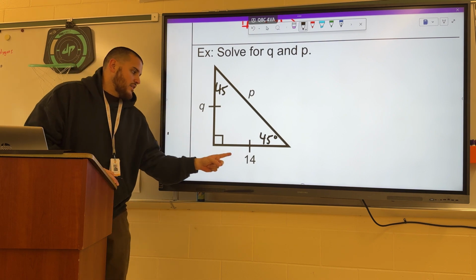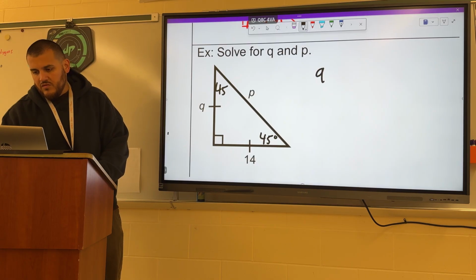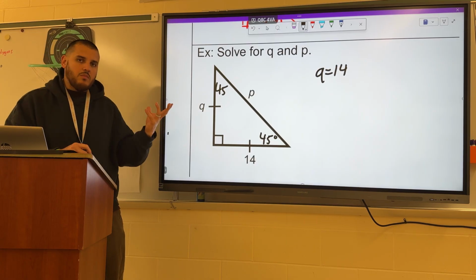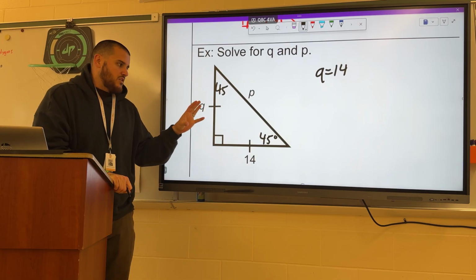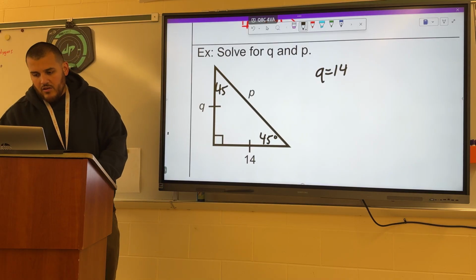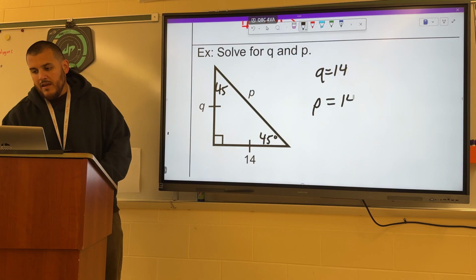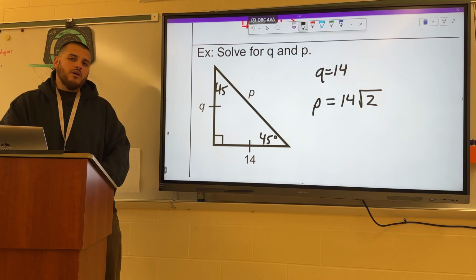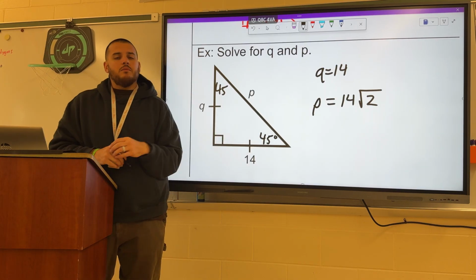Again, the key here is knowing the legs have to be congruent. So Q here is just 14. That's just visual recognition and understanding, memorizing the properties of the isosceles. Remember, the fact that we just learned applies for P, the hypotenuse. That value is going to equal what the leg is, 14, times the square root of 2. So this would be the exact length of P, 14 times the square root of 2.